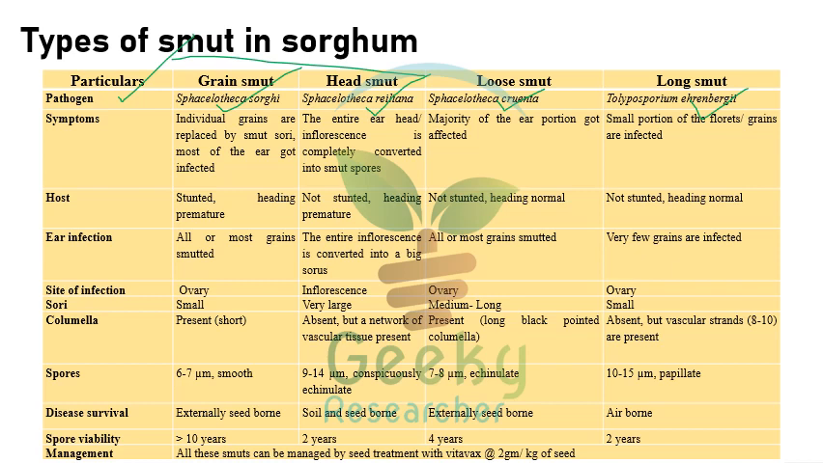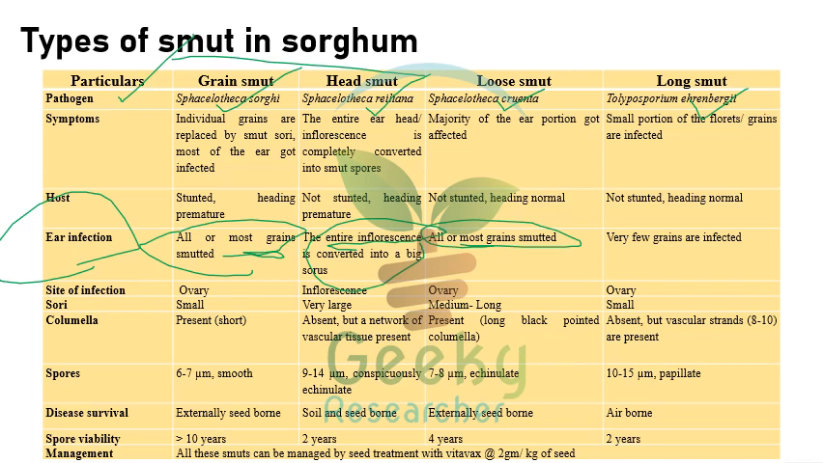The next thing we can expect is ear infection. So in ear infection, are all the grains infected or only some grains? Most of the grains are smutted in grain smut. When it comes to head smut, the entire inflorescence is converted into a big sorus. When it comes to loose smut, all or most of the grains are smutted. When it comes to long smut, very few grains are infected.